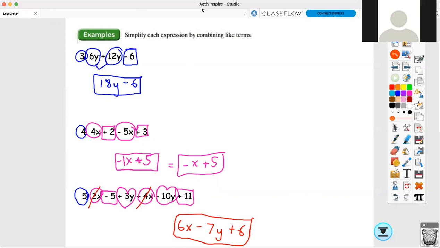Now, what questions does anyone have on simplifying and combining like terms? Is it starting to click how we're using everything that we've been learning so far?